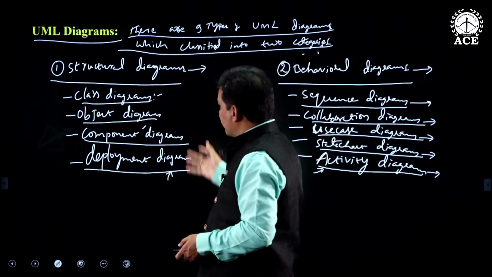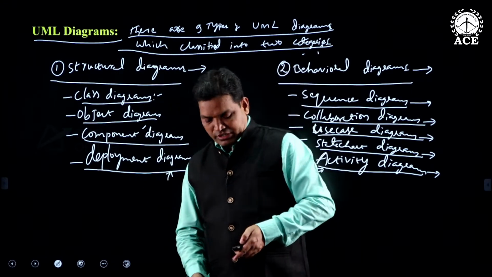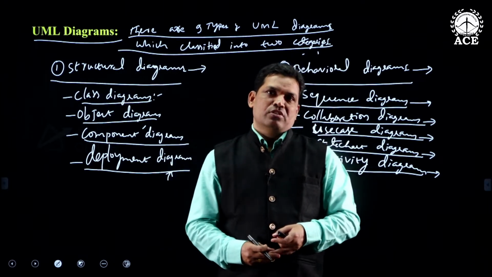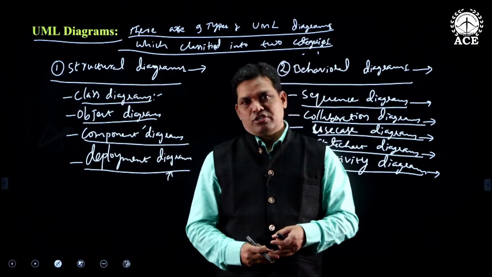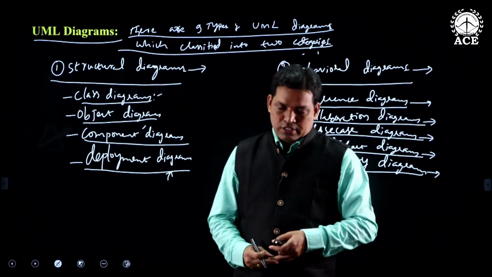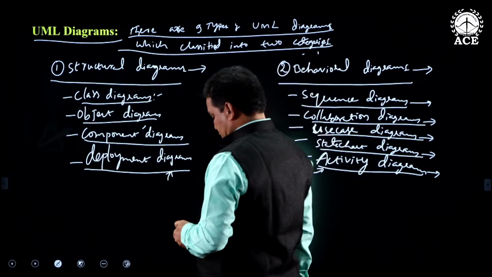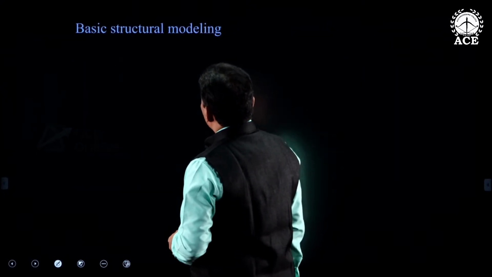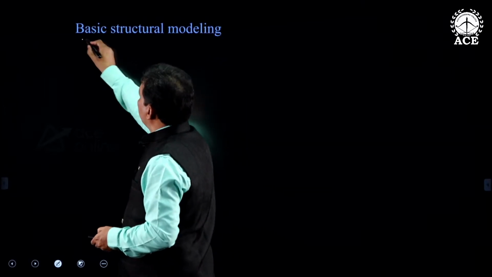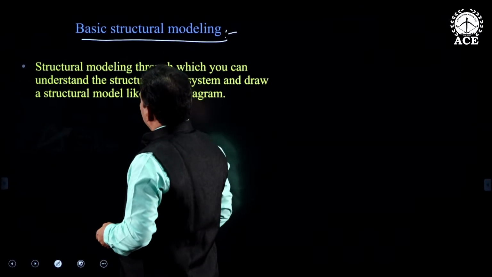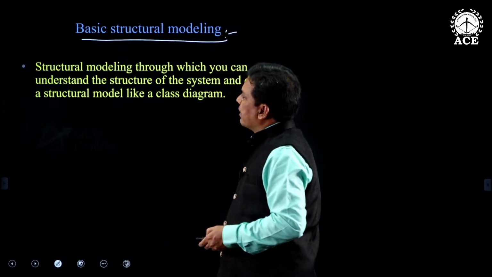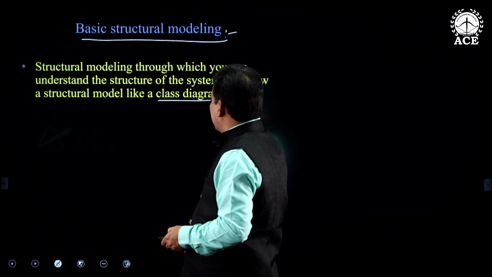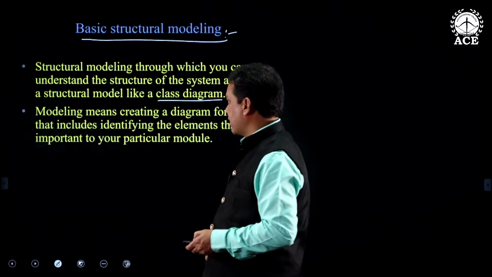About these diagrams, we'll discuss in detail with one case study: how to model all these UML diagrams using one application, the ATM application. That we'll discuss, right? But before that, we'll discuss a few concepts. Basic structural modeling. Through structural modeling you can understand the structure of the system and draw a structural model like a class diagram. Here we'll discuss the class diagram.